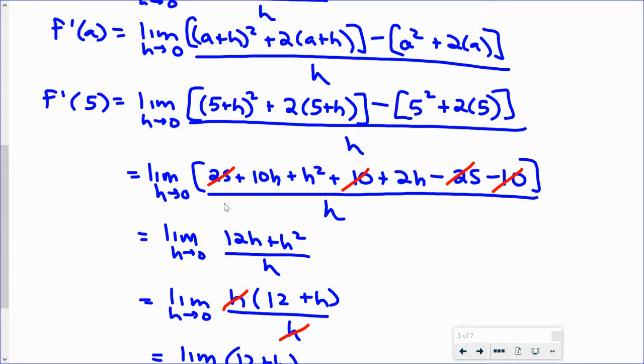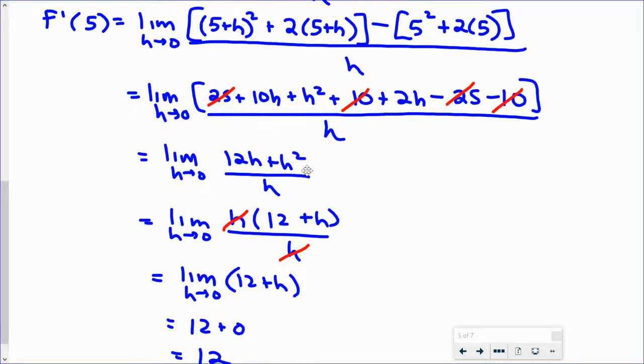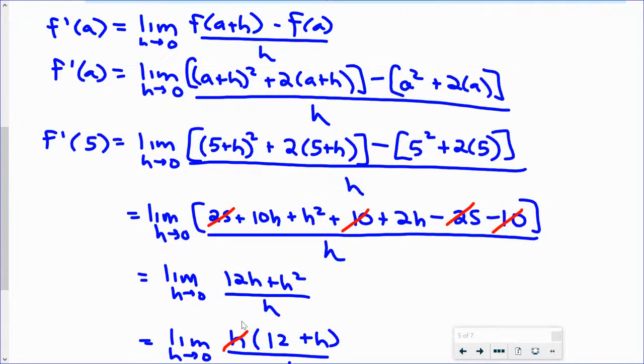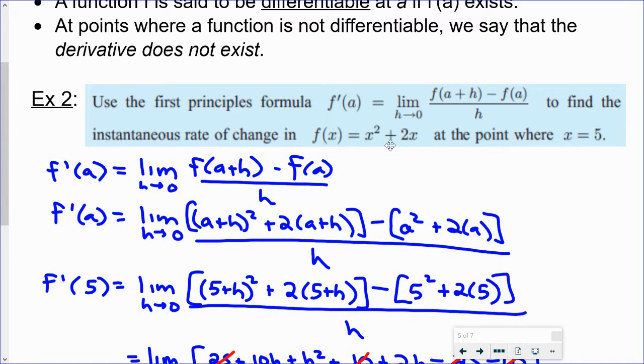Wherever I see a, I'm replacing it with 5, and then I'm going to expand and simplify. When I expand and simplify, I end up with 12h plus h squared over h. I notice I have a common factor of h that I can factor out. And finally, if I factor out that h, I can cancel the h in the numerator with the h in the denominator and get to a place where I can substitute 0 for h legitimately. And I end up with 12, which represents the slope of the tangent to this function at this point. Specifically, when x equals 5, the slope of the tangent is 12.